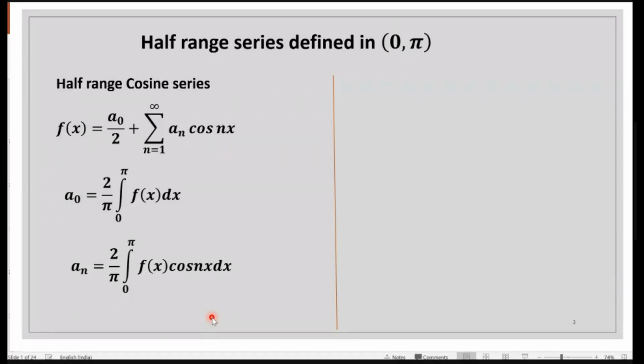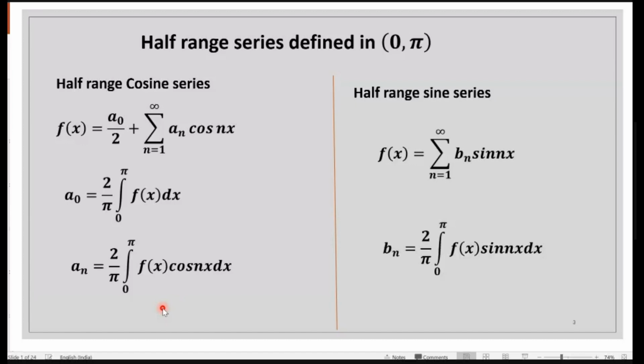Okay? So in the half range series, we need not check whether the function is even or odd, because even and odd can be checked only when you have minus pi to plus pi or minus L to plus L. In 0 to pi we cannot say whether the function is even or odd. But if a cosine series is asked, we just have to use the formula for even functions. Similarly, if a sine series is asked, we just have to find bn, and then f(x) will be summation bn sin nx. Okay? So whatever we have done, it is again the same concept.